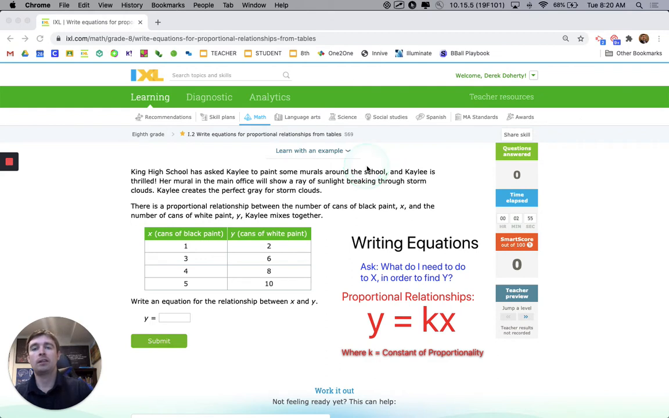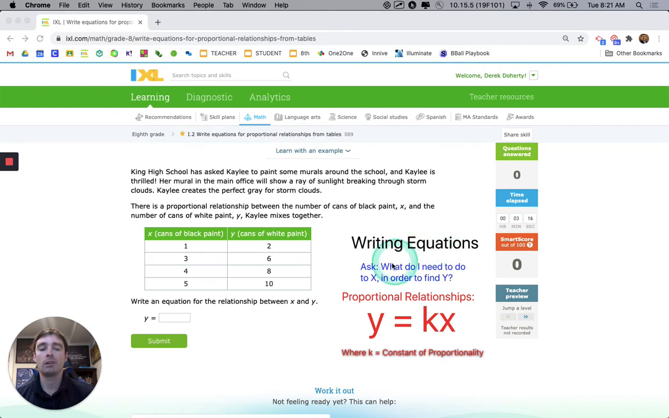Before we dive into this, equations can be tough, they can be difficult to write, but I think there's a simple way to view equations that makes writing them a little bit easier. Equations are really just rules on what we can do to one variable, usually x, in order to find another variable, usually y.